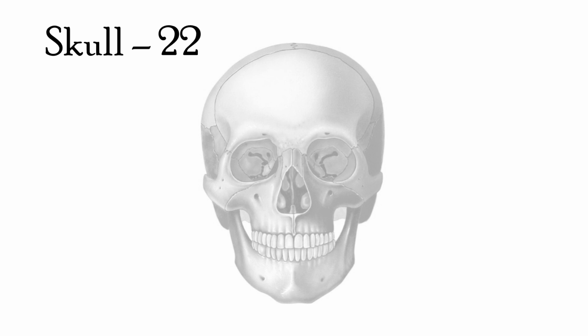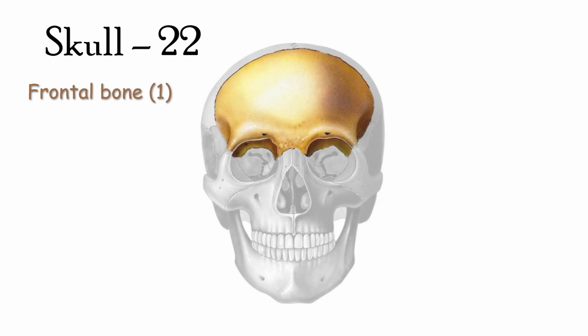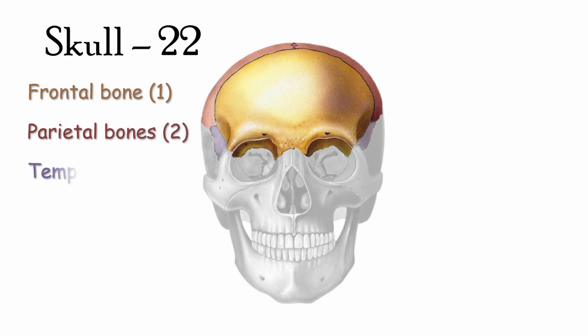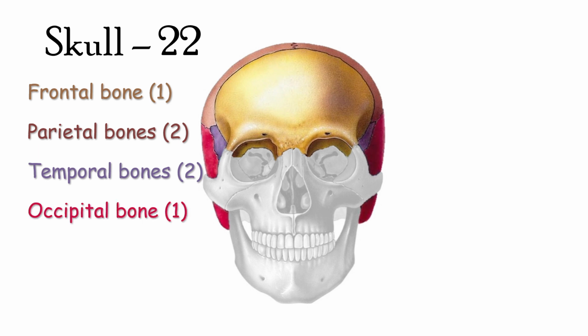Skull is made up of cranium, which protects the brain, and facial skeleton. Frontal bone forms forehead and part of eye sockets. Parietal bones form sides and roof of cranium. Temporal bones house structures of inner and middle ear. Occipital bone contains foramen magnum for spinal cord passage.